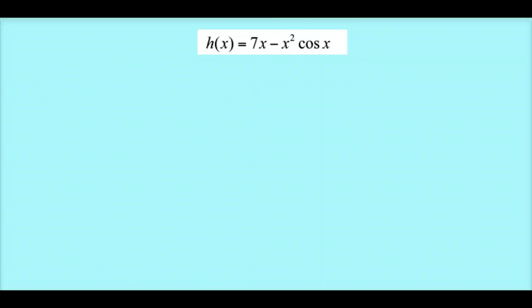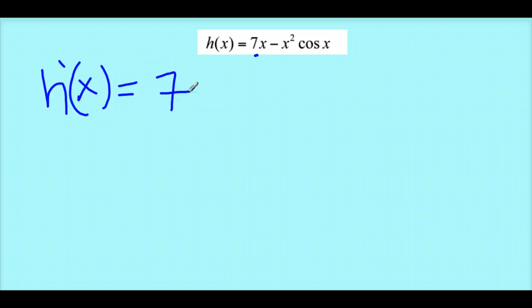So I'm going to take a look at this first piece. Well, can I take the derivative of 7x? This is what we did last class. h prime of x is equal to, like I said, I'll take the derivative of 7x, which in this case is just 7, right? And then I'm going to subtract right here.